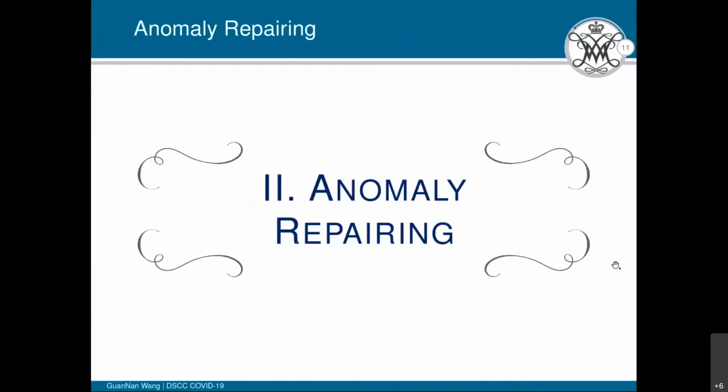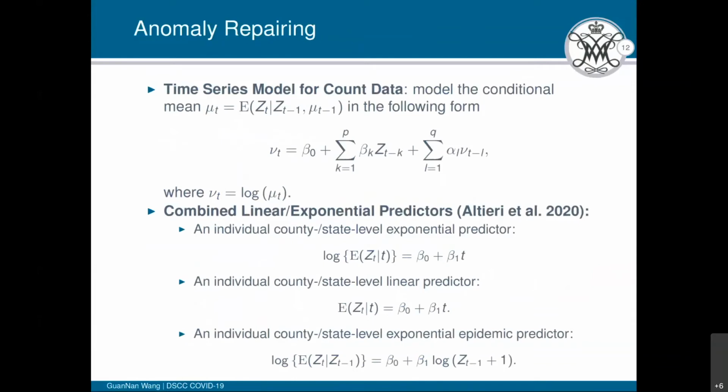Okay, now let's think about how to repair these anomalies. To do so, we focus on the daily new infected and death count, and it could be considered as count time series by nature. Since they are non-negative integers, we consider generalized AR and generalized R models. The second repairing strategy is based on the model proposed by Altieri's 2020, and this method assembles the following three models.